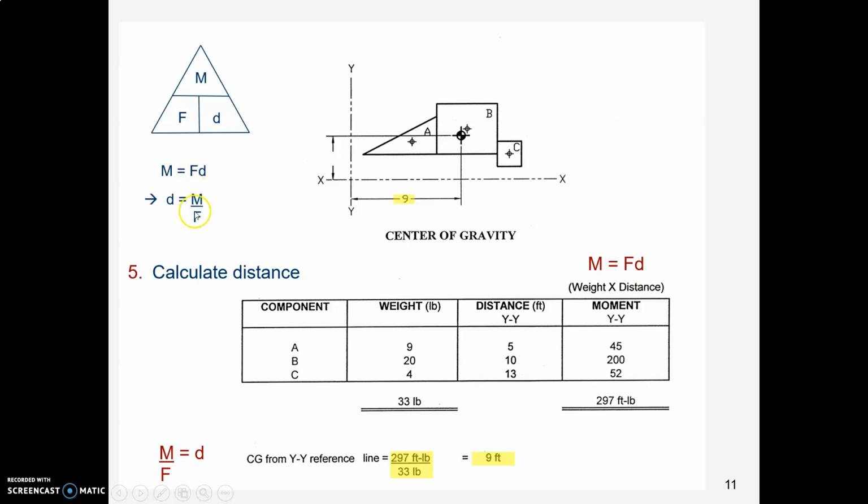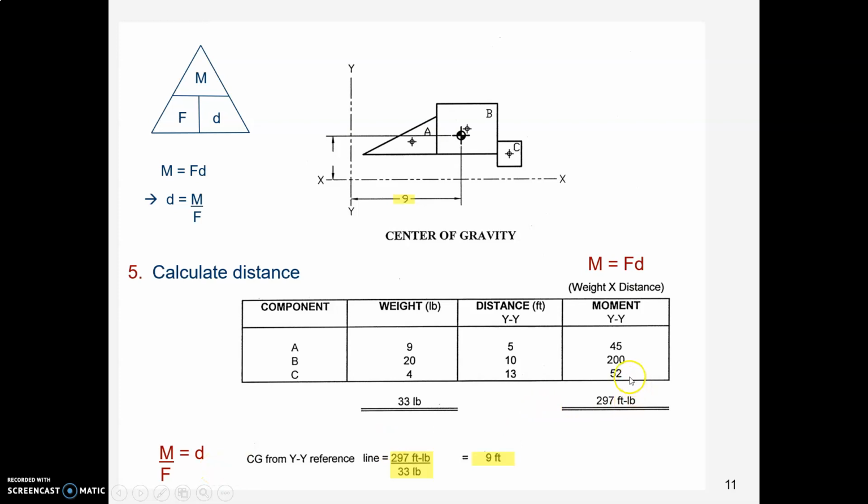If you divide both sides by F and rearrange terms, solving for distance, you get distance equals moment over force. Or you could plug them into your favorite triangle here, and if you're looking for distance, cover that one up. You're left with moment over force. So there's the version of our moment equals force times distance equation that's going to let us solve for distance.